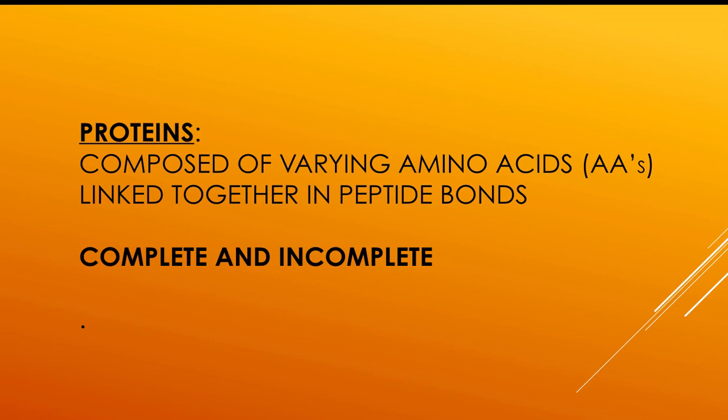Proteins. Proteins are composed of varying amino acids linked together in peptide bonds, and they are known as complete and incomplete proteins. A complete protein contains all the amino acids necessary for good health. Incomplete proteins are those that lack one or more essential amino acids. The human body can manufacture some amino acids, but cannot manufacture essential amino acids. Proteins have many important functions in the body and therefore are not stored as an energy reserve. Because there are no protein reserves, the diet must provide an adequate amount on a daily basis.